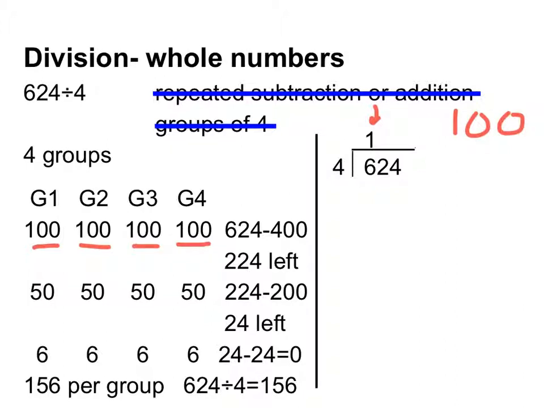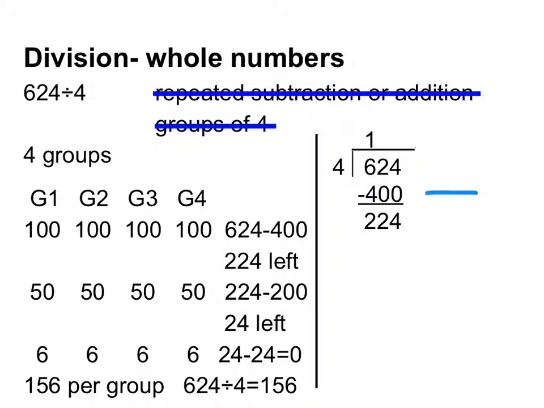So 4 goes into 6 one time, and then we do this crazy 1 times 4, and we write it underneath, and then we subtract it, and we end up with 224. So now we took 400, we subtracted it, and we were left with 224. And then we start the process over.